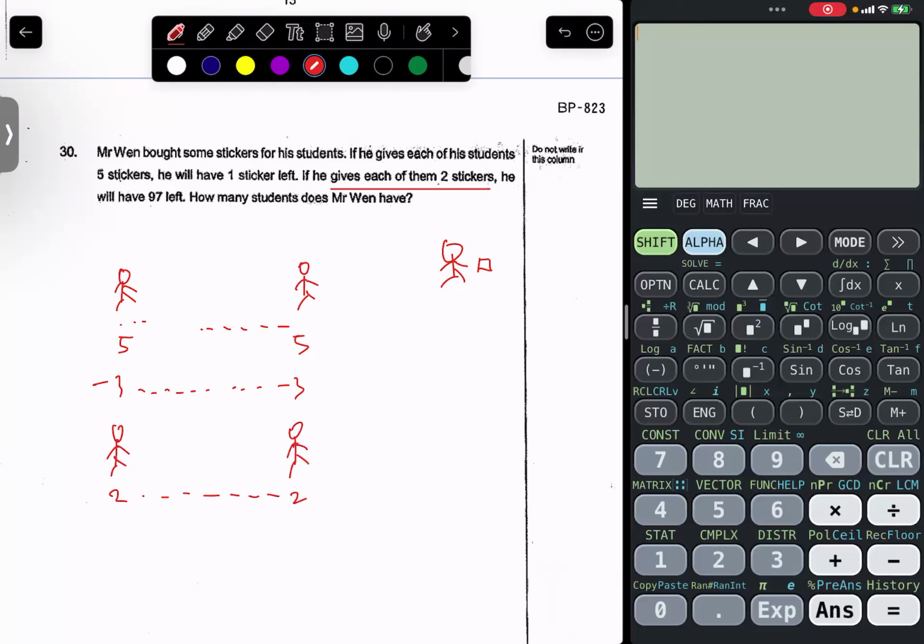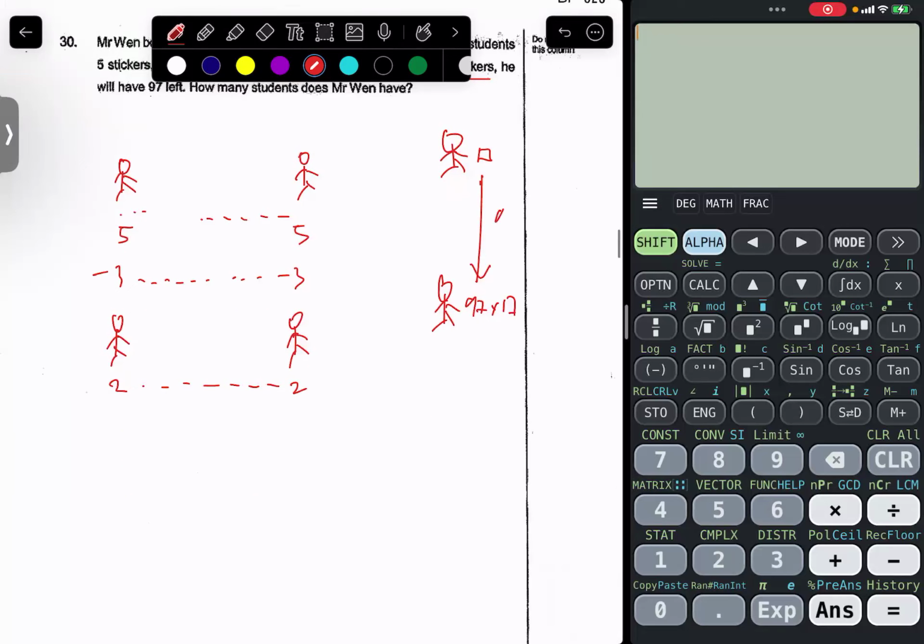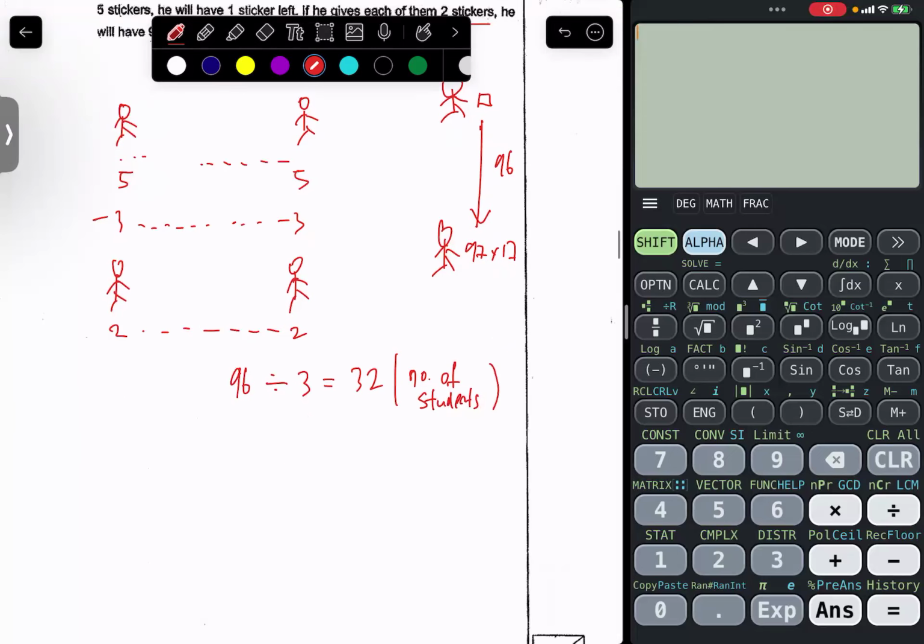Okay, so something like that. And then now he will have 97 stickers. So that means collectively, from here to here, he took back 96 stickers. Correct? So, okay, what is the logic? 96 divided by 3 is 32. So this 32 represents the number of students. Okay, answer.